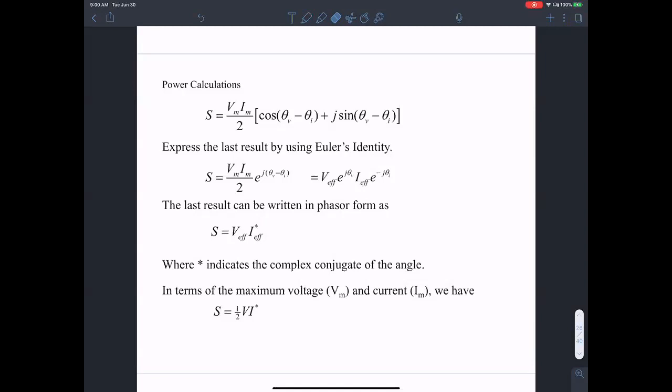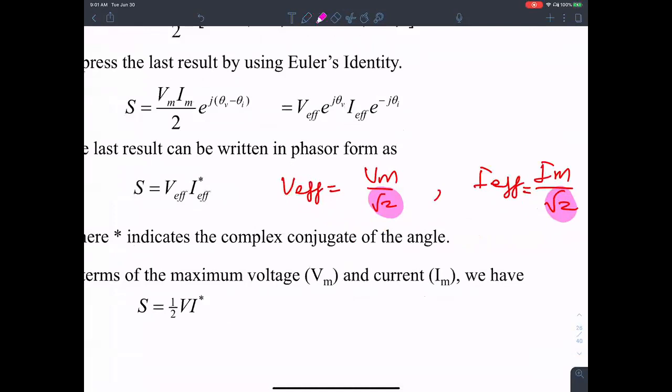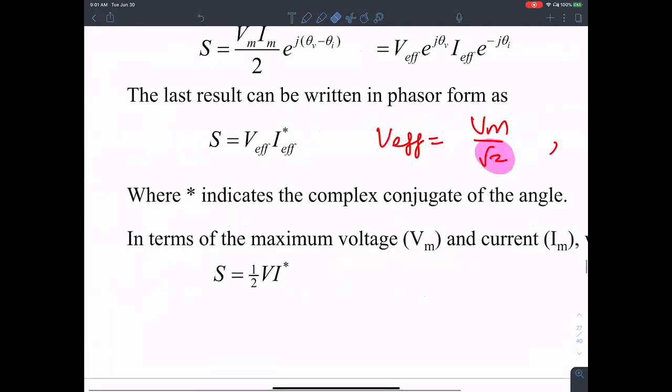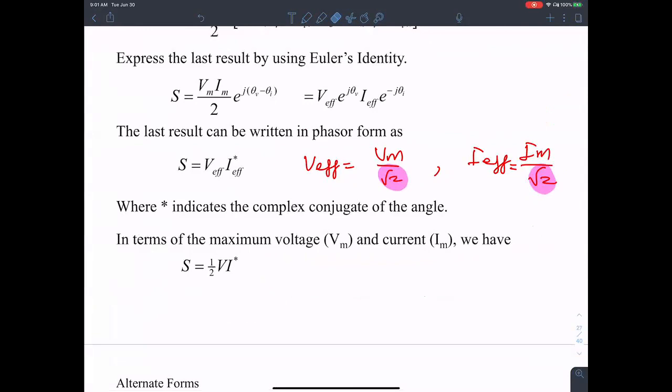In terms of the maximum voltage Vm and Im, we can write power S is 1/2 Vm Im. Remember, V effective was Vm over square root of 2, and I effective was Im over square root of 2. There's no surprise, if you remember that you're multiplying this square root of 2 and this square root of 2 together, that the denominator has a 2 term. So this is Vm and Im expressed in terms of the maximum values, and these are expressed in terms of the effective or RMS voltages.